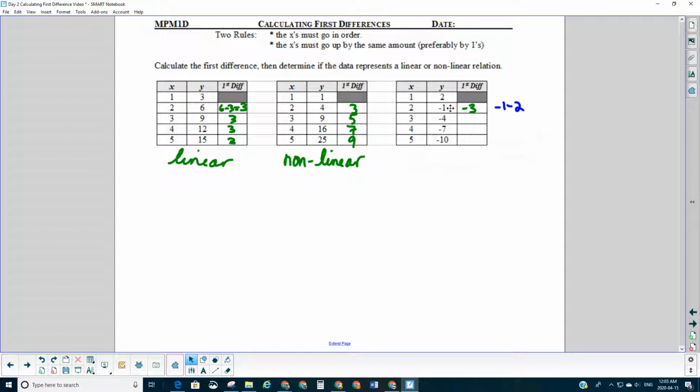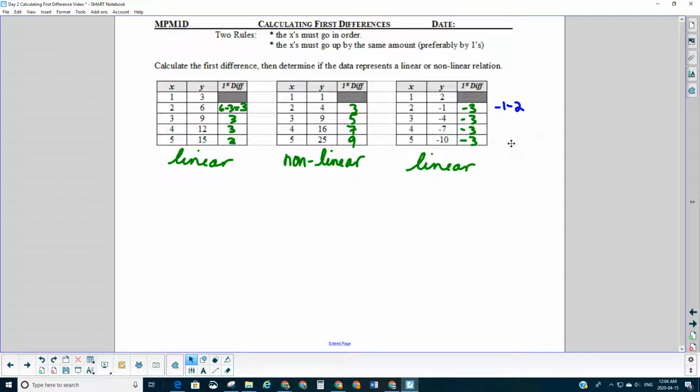Let's try and look at the jumps. If you're at negative 1 on the thermometer, go down to negative 4. That's colder by 3. And then colder by 3. And colder by 3. These are going down by 3s, so the first differences are negative. Are they all the same, though? Yes. So it's linear. I don't care that the first differences are negative. It just means this one goes up and this one goes down.